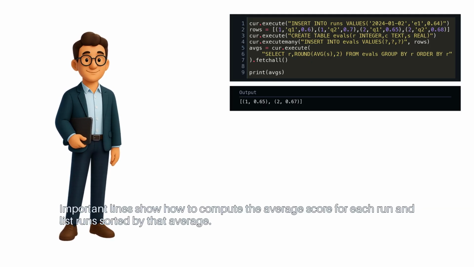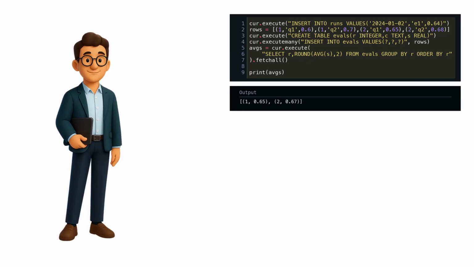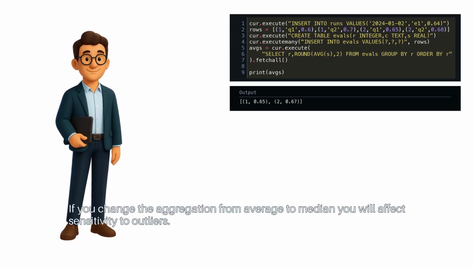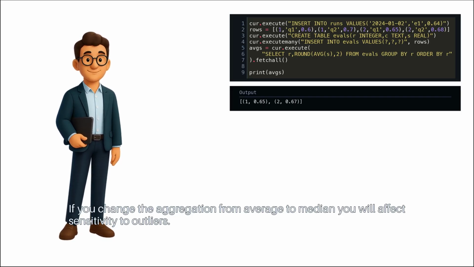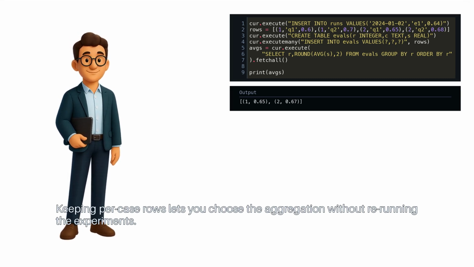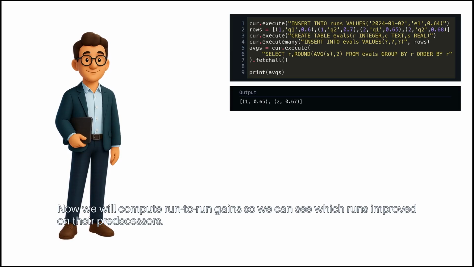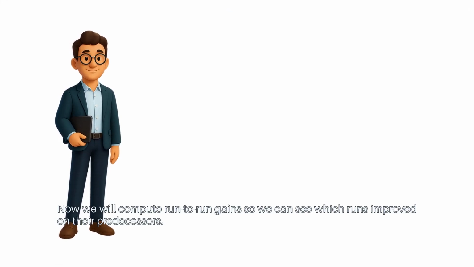Important lines show how to compute the average score for each run and list runs sorted by that average. If you change the aggregation from average to median, you will affect sensitivity to outliers. Keeping per-case rows lets you choose the aggregation without rerunning the experiments. Now we will compute run-to-run gains so we can see which runs improved on their predecessors.